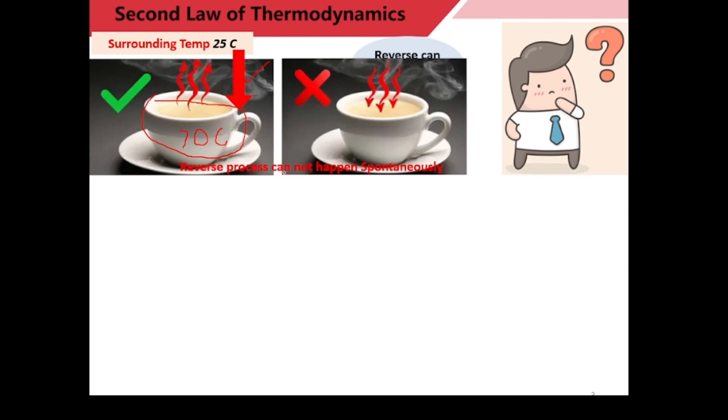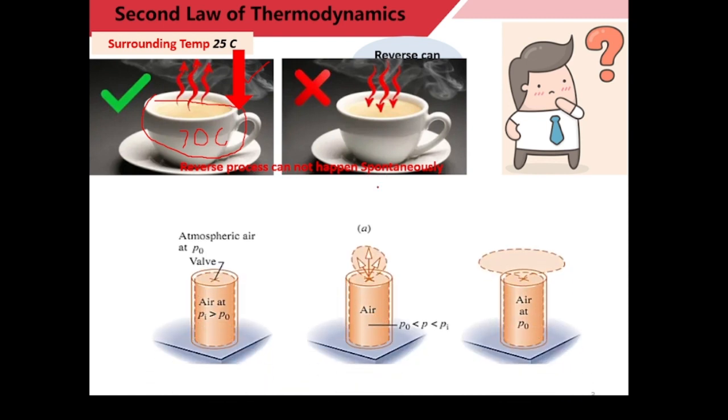So the reverse process cannot happen spontaneously. Let's take another example. Let's suppose you have some air at high pressure Pi in a box, and the outside pressure is P naught. You make some hole here. When you make some hole, definitely the air pressure in this box will start decreasing.